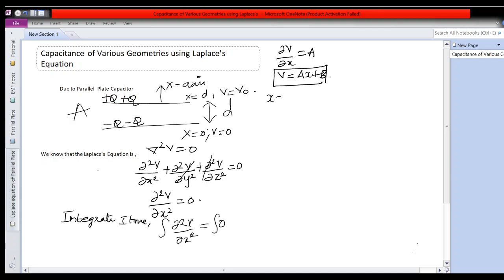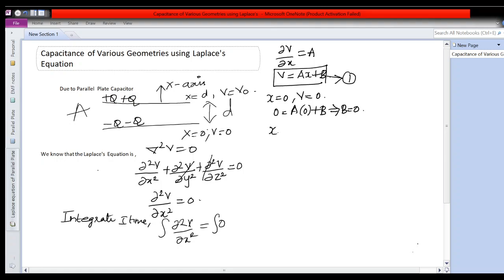Now when x equal to 0, V is equal to 0. I am substituting this in equation number 1. Now when I substitute x equal to 0, V is equal to 0, the equation will result in B is equal to 0.